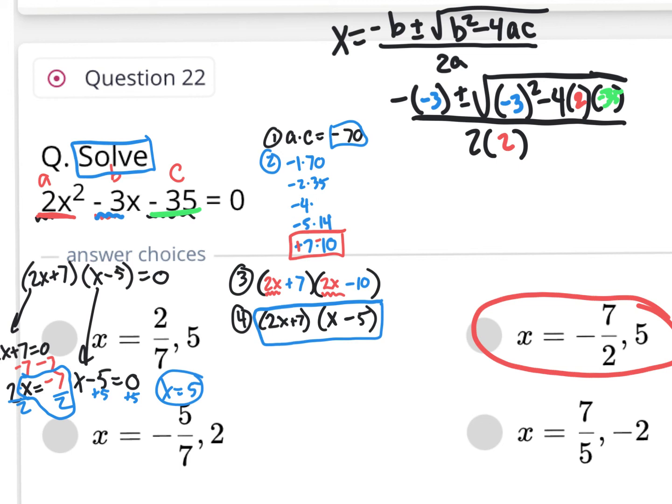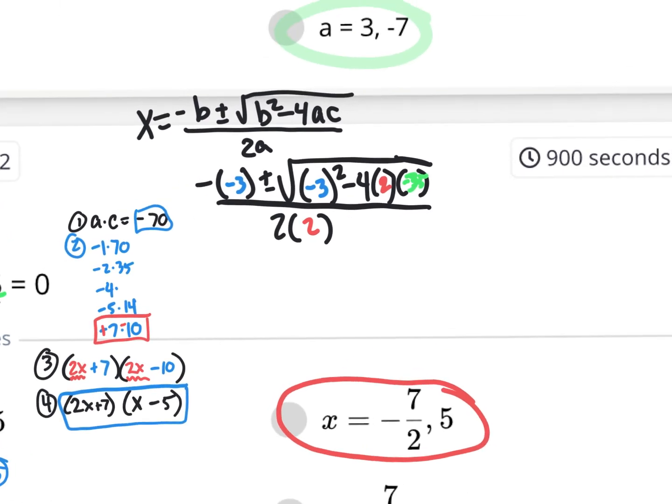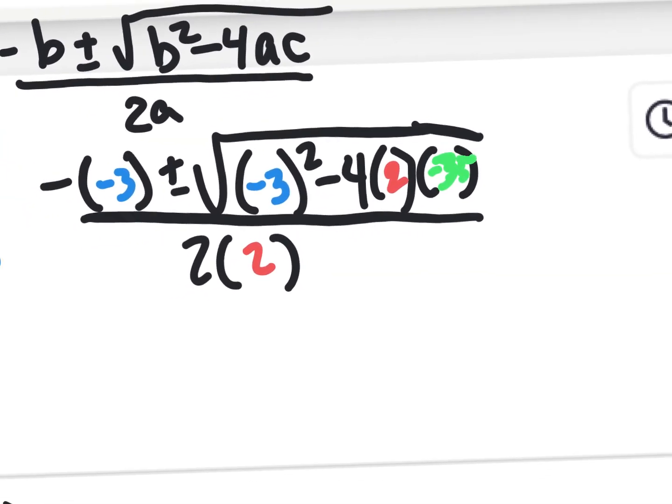So let's work on the discriminant. I mean, first of all, the minus changes to plus. You have a 3 plus or minus the square root of, but let's find out what the discriminant is. All divided by 4 because 2 times 2 is 4. So the discriminant, let's work with the negative 3 squared, that's a positive 9. And then we're going to go 4 times 2 times negative 35. Let me do that with the calculator. I want to go negative 4 times 2 times negative 35. Gives me a final answer of positive 280.